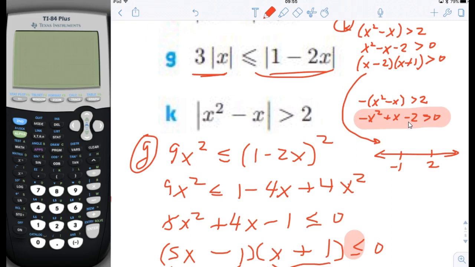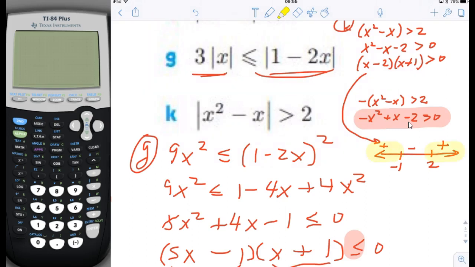We get negative 2 times 1, which is negative. We try a big positive number, we get positive. We try a negative number, we get two negative numbers, which is also positive. So it looks like this, and in the end, the region that we want is the region that is greater than 0, so that would be here and here.